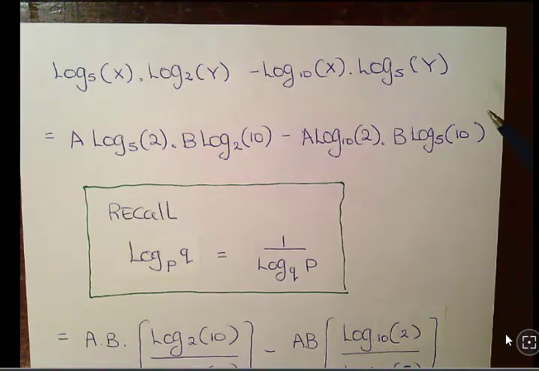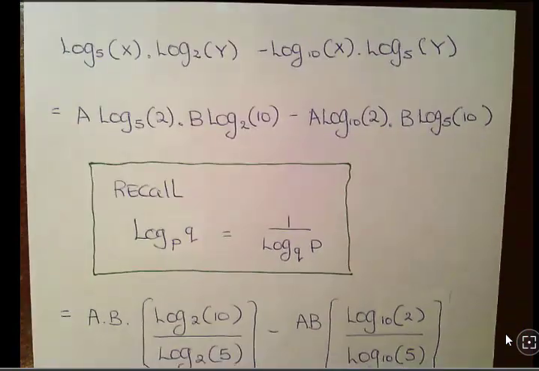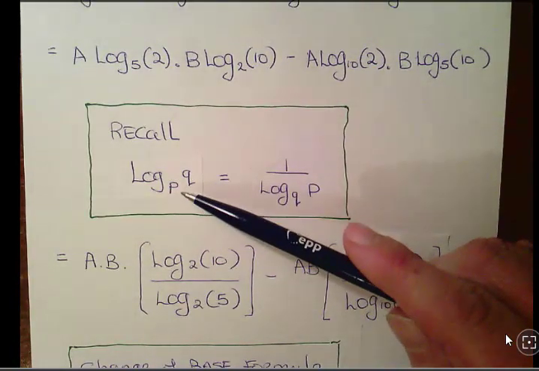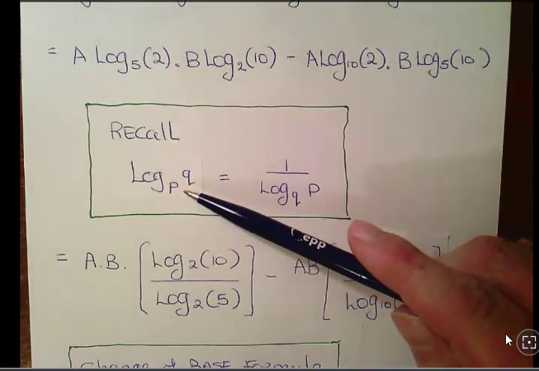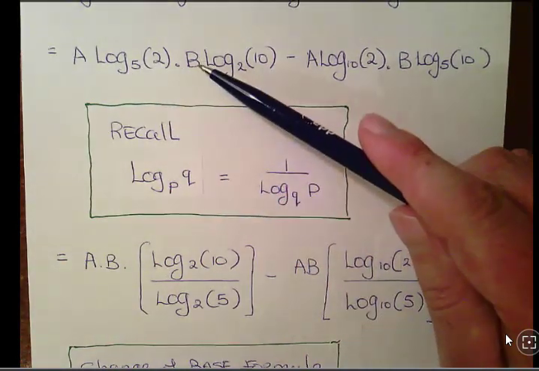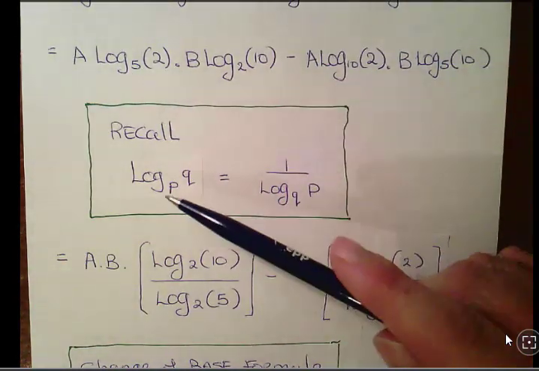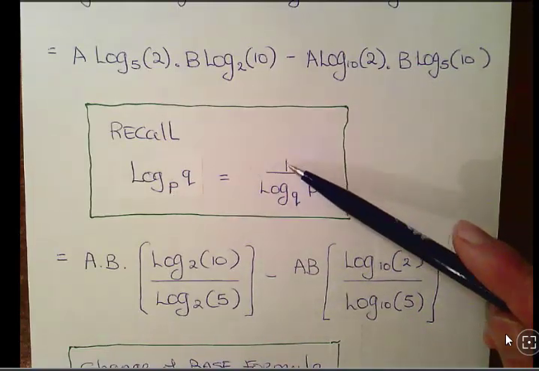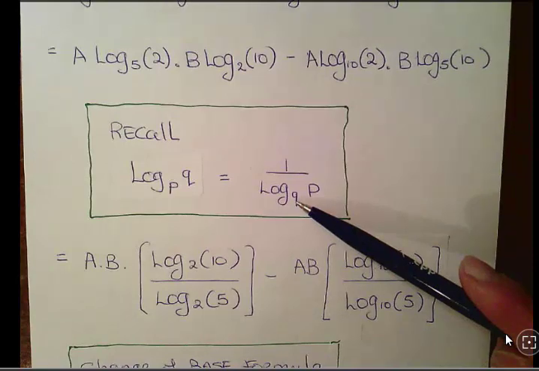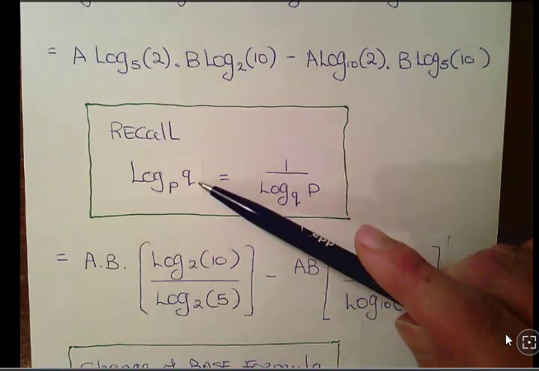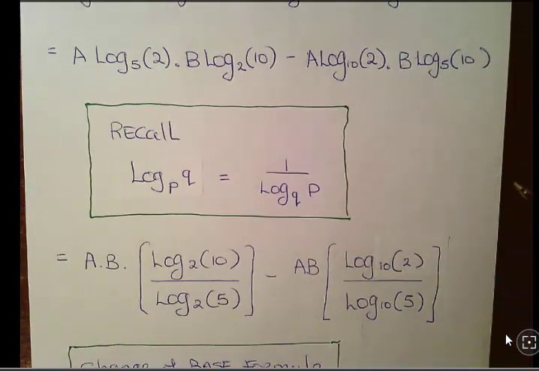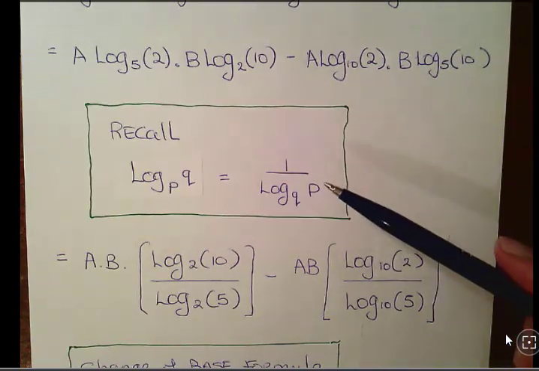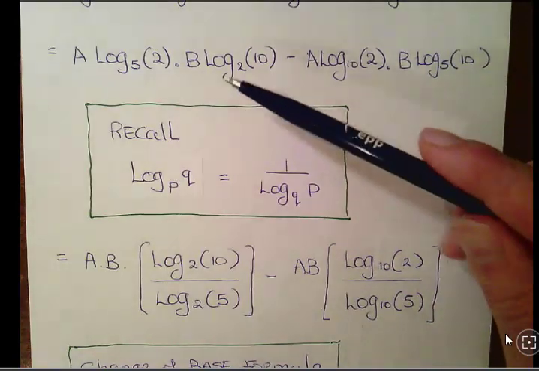Okay, but what we can do here is use one of the laws of logarithms. I'm using p and q just to not get confused with the a, b, x and y I'm already using. The law says log of q to the base p is equal to 1 over log of p to the base q. So if you invert it, you can switch the two values there. This is an important step.